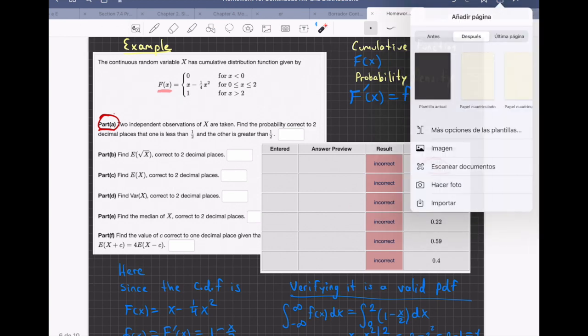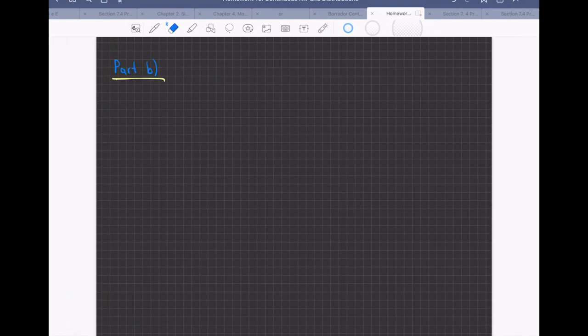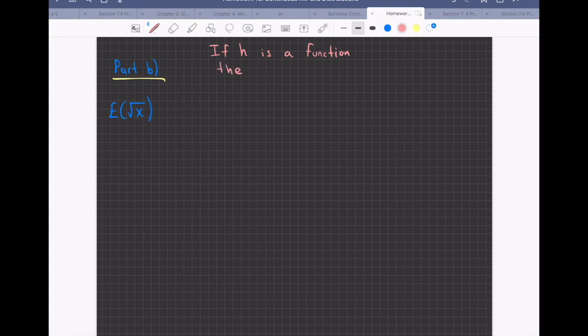First, part B. Part B says find the expected value of the square root of x. In this case, we will have to use a formula that is similar to the one for the discrete case. If h is a function, then the expected value of h of x is defined as the integral from negative infinity up to infinity of h of x times f of x dx.